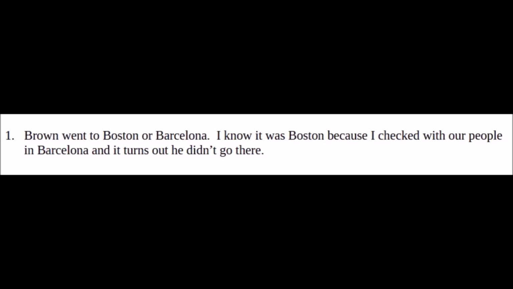Number 1. Brown went to Boston or Barcelona. I know it was Boston because I checked with our people in Barcelona, and it turns out he didn't go there. Okay, we're starting off with a disjunction here. We have a Boston or Barcelona there that Brown went to. We have a statement. It had to have been Boston because it couldn't be Barcelona. It wasn't Barcelona. So it's actually a disjunctive syllogism of the form Boston or Barcelona, not Barcelona, therefore Boston. So this is a valid disjunctive syllogism.